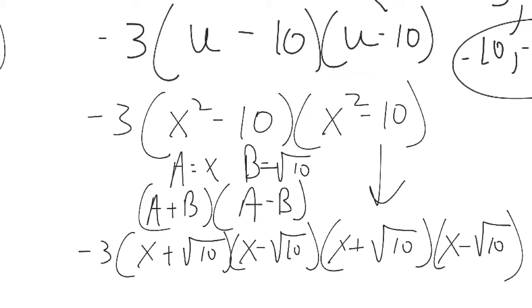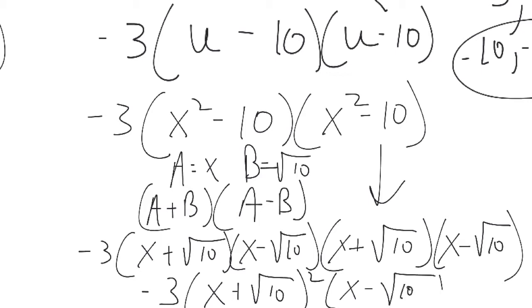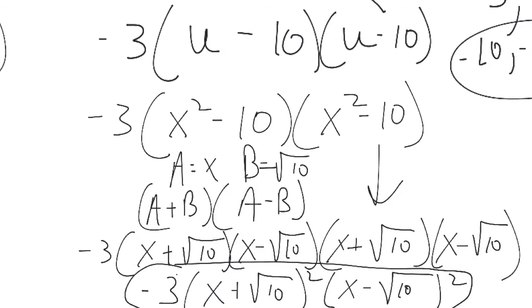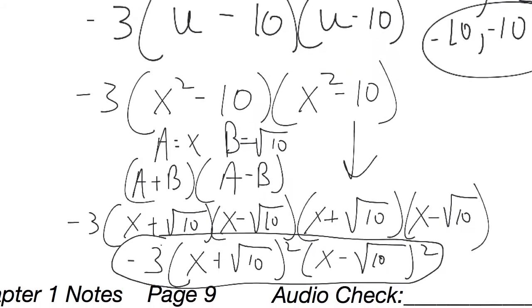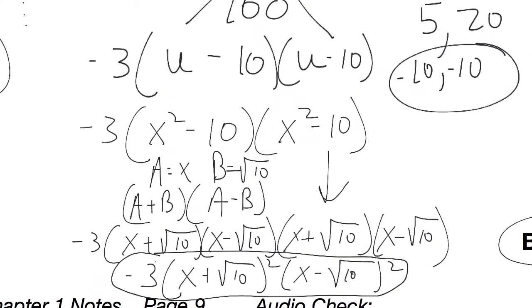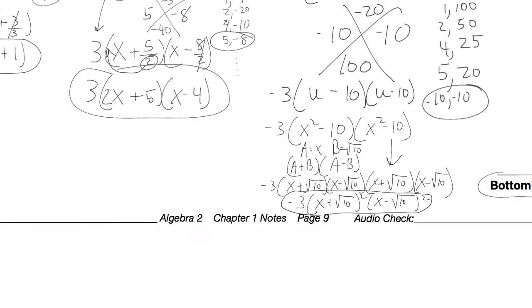This technically could be one answer, but I'm going to go one step further and say we've got two of them. x plus square root of 10 squared, x minus square root of 10 squared. And that is a fantastic problem. It practices so much. It is complex, but if you understand all the different steps, then I'd say you're in good shape. If you don't, ask a question when we get back to class.